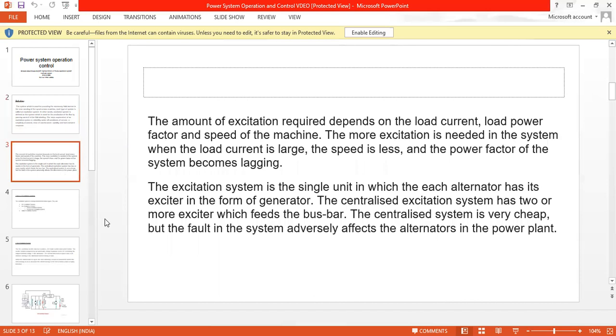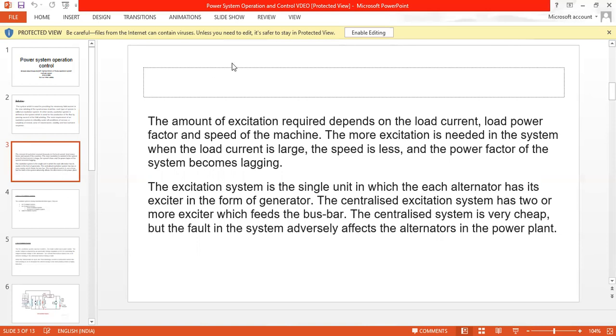Here, the amount of excitation which is required depends on the load current or else the load power factor and the speed of the machine. The more excitation is needed in the system when the load current is large, the speed is less, and the power factor of the system becomes lagging between the load current and load power.